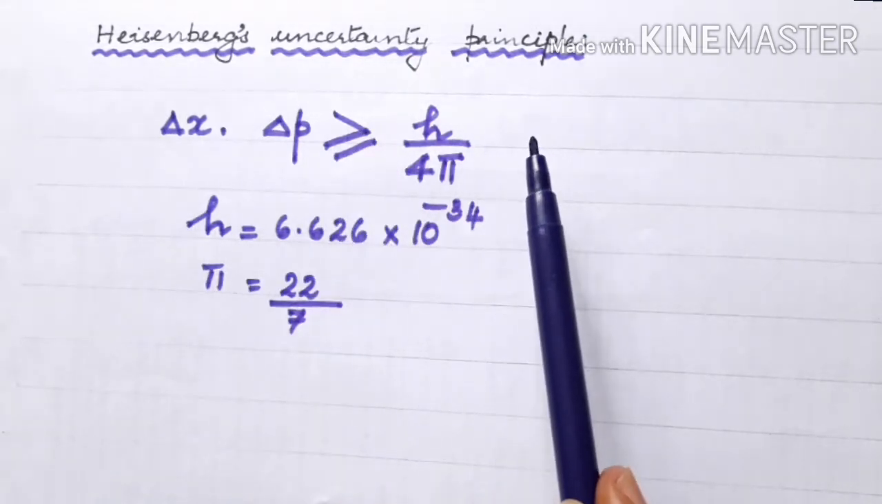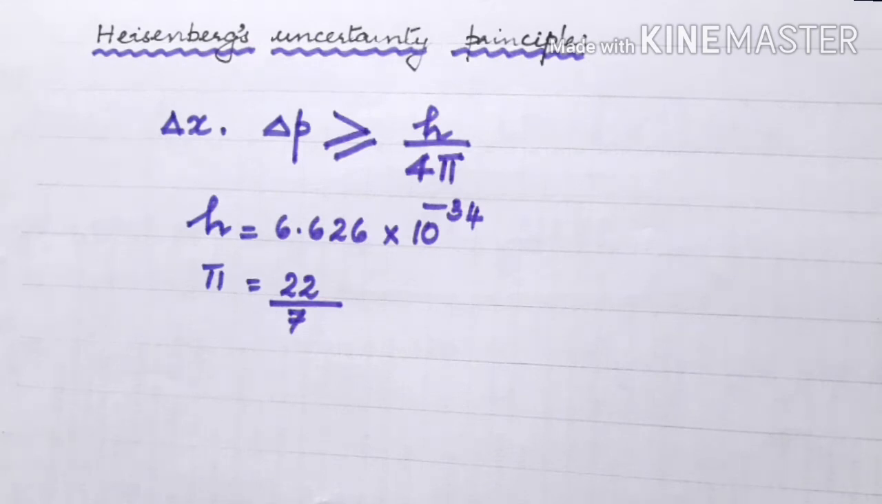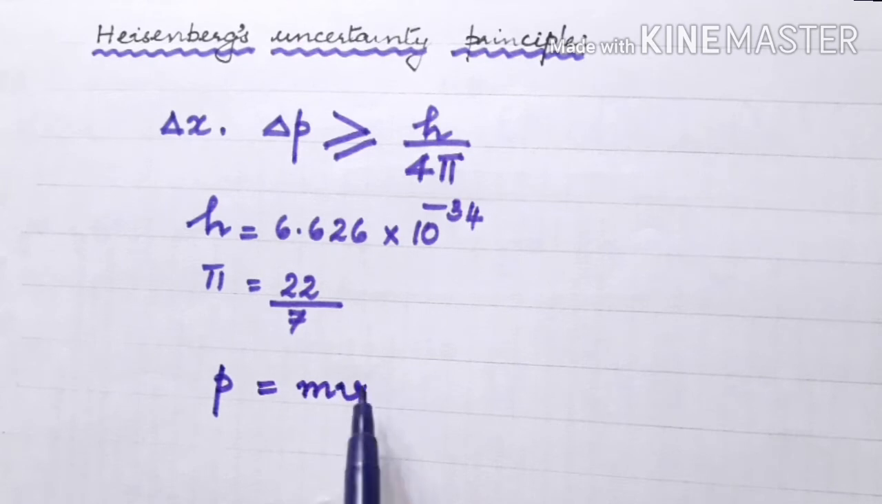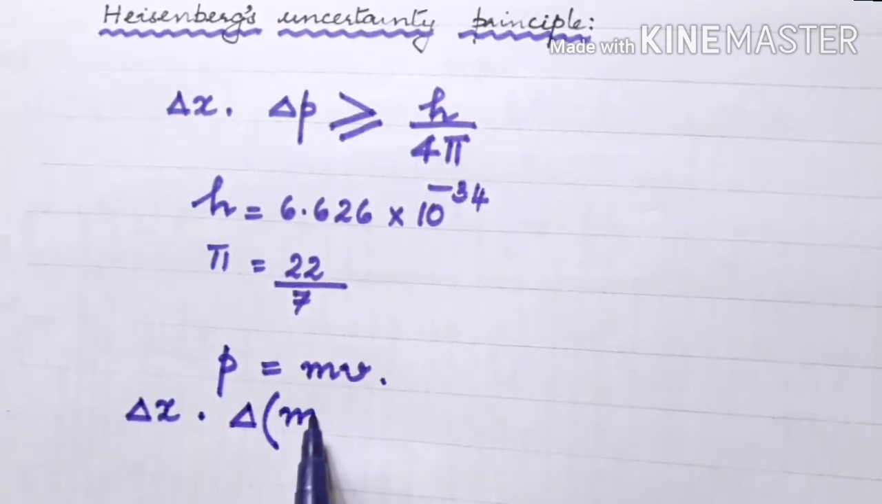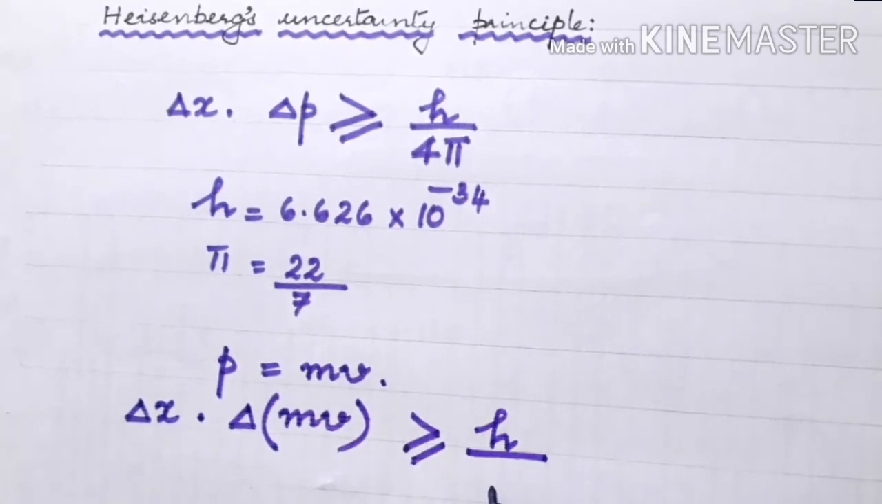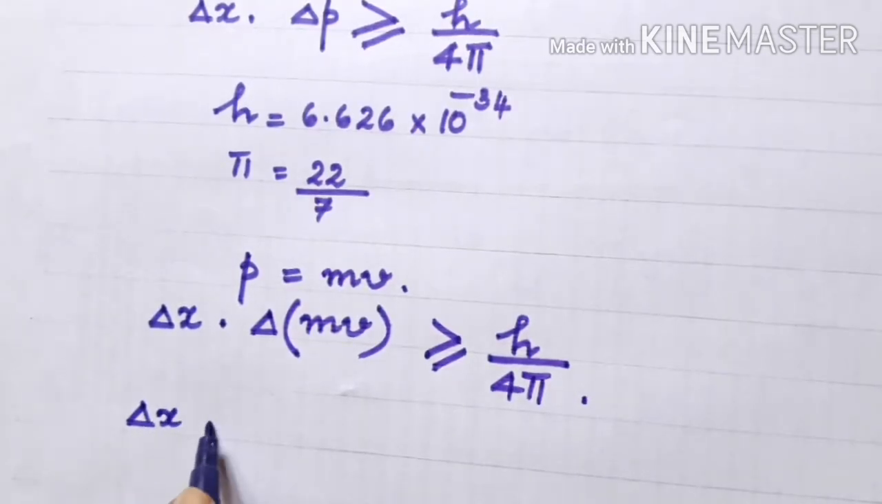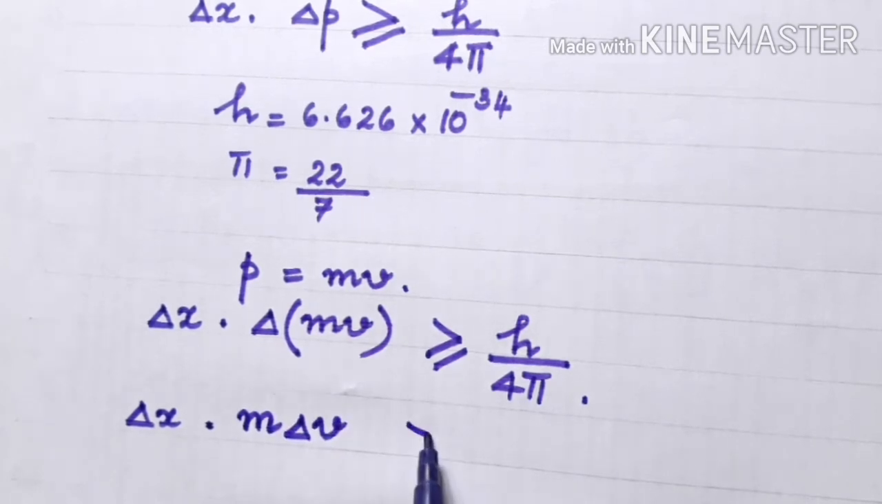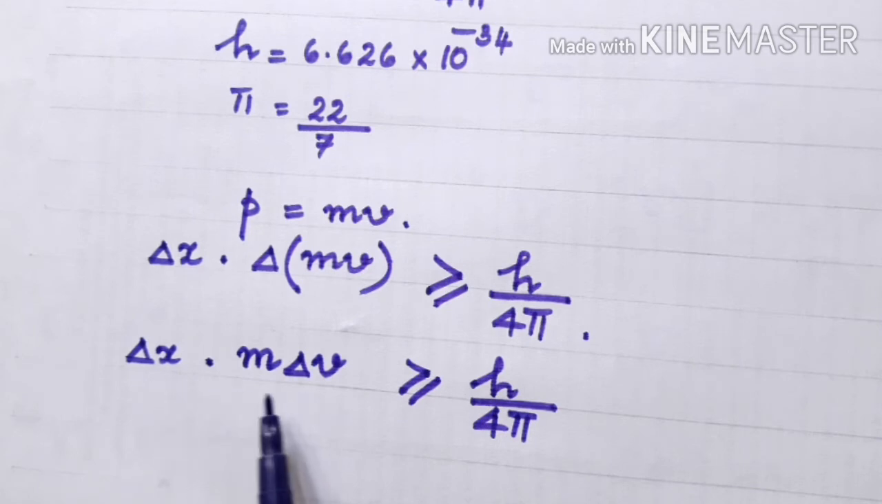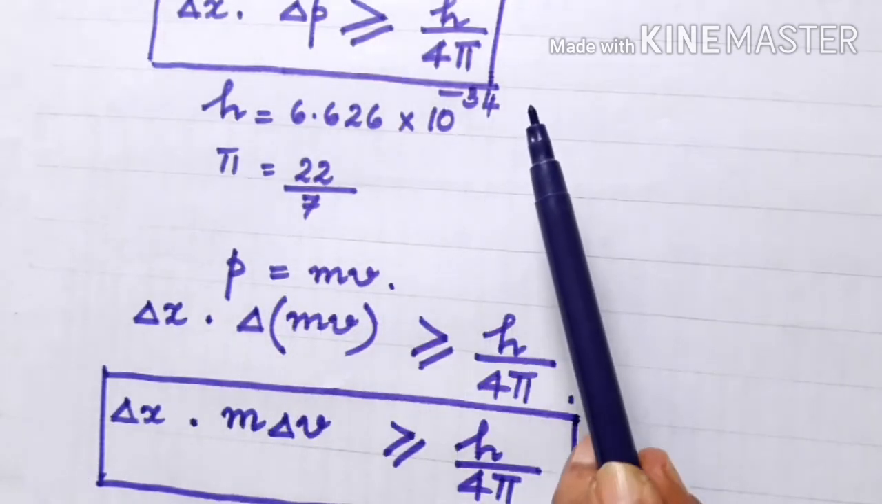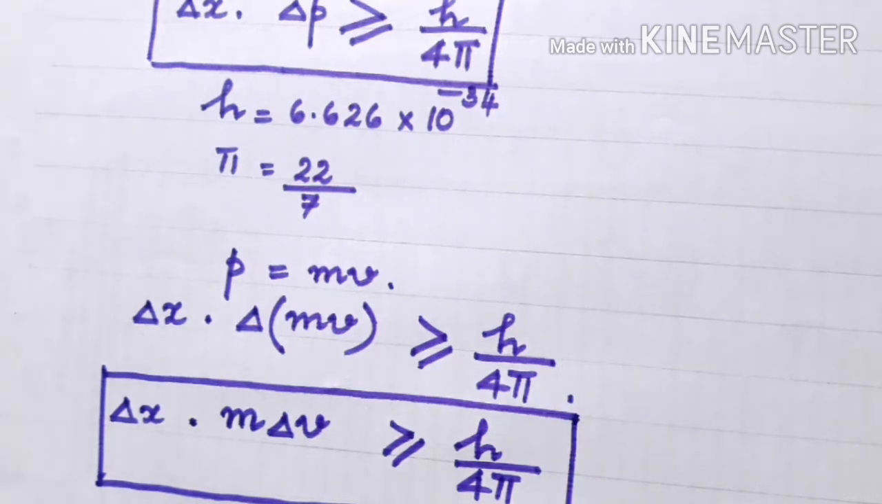Heisenberg's uncertainty principle states that it is difficult to simultaneously determine the position and momentum or velocity of a microscopic particle. We know that momentum is mass into velocity. So the above equation can be rewritten as delta x into delta of mv greater than or equal to h by 4 pi. So then delta x into mass into delta v greater than or equal to h by 4 pi. The reason is mass will never change for a particle. That is why delta x into m delta v greater than or equal to h by 4 pi. Just now we have seen two expressions to express Heisenberg's uncertainty principle.